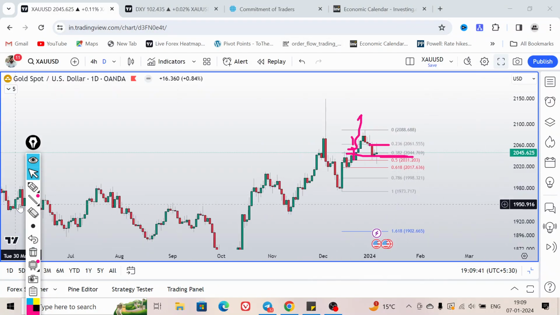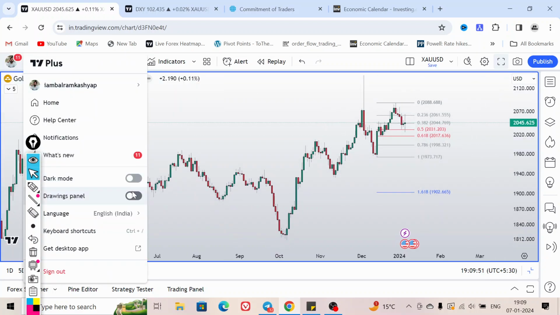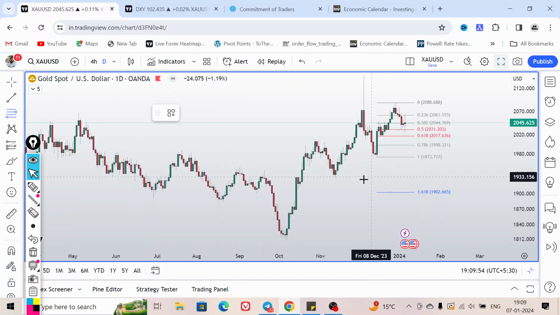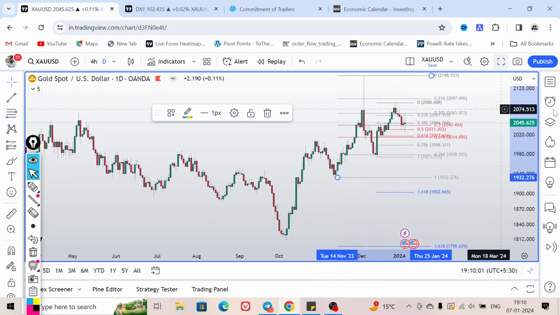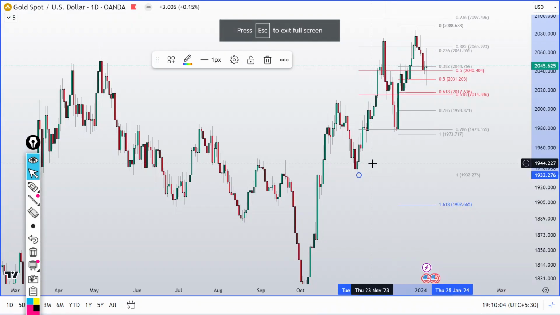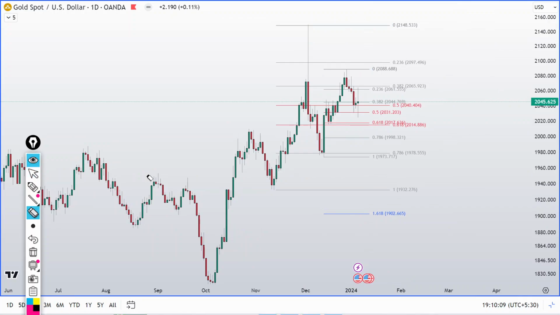If we draw the Fibonacci for another cycle, for this low to this high right over here, you can see this level again. This level is right over here on the daily time frame. You can see this is forming a Fibonacci cluster, so this is going to act as a major support.